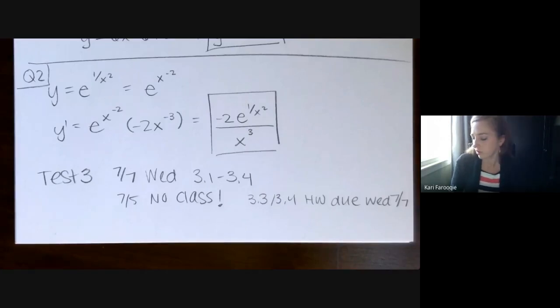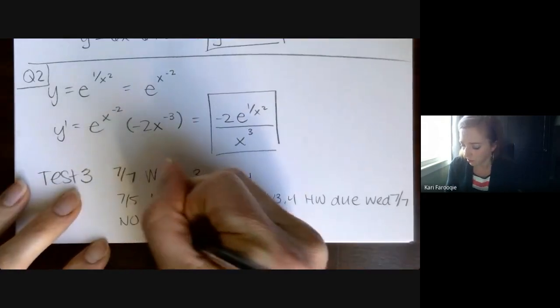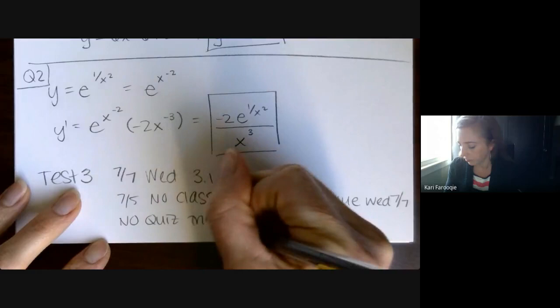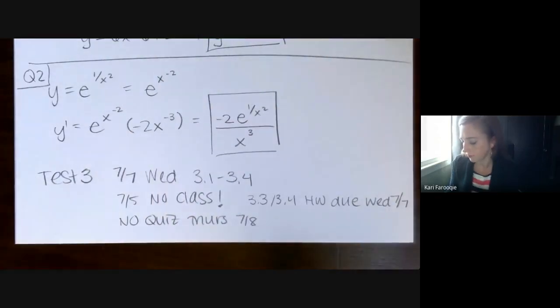Yeah, so that's kind of my plan going forward. And since we have a test on Wednesday and we'll be starting chapter 4 on Thursday, you're not going to have a quiz Thursday because there would be nothing to quiz you over. So no quiz Thursday, 7/8. It just doesn't make any sense. So technically you have no quizzes at all next week because we don't have class Monday and we would have nothing to quiz over Thursday.